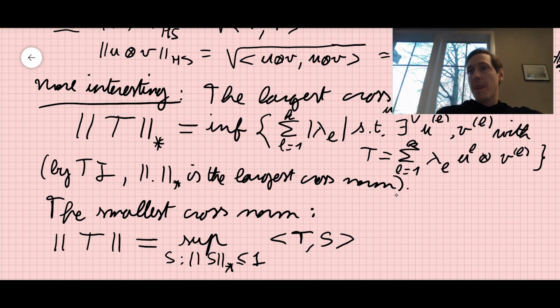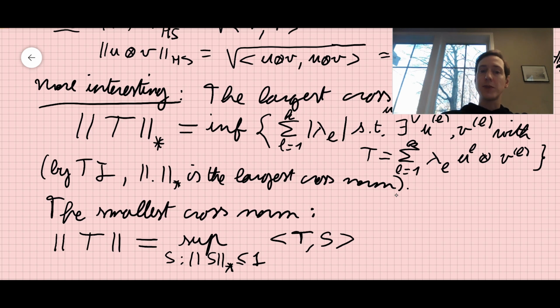It's easy to see that this is the smallest one. Why is that? Well, any norm is the dual of some other norm, and for cross norms, their duals are also cross norms. So here it's very simple: the supremum is taken over the smallest possible set because the norm star is the largest cross norm. So this dual is clearly the smallest cross norm because it's the dual of the largest cross norm.